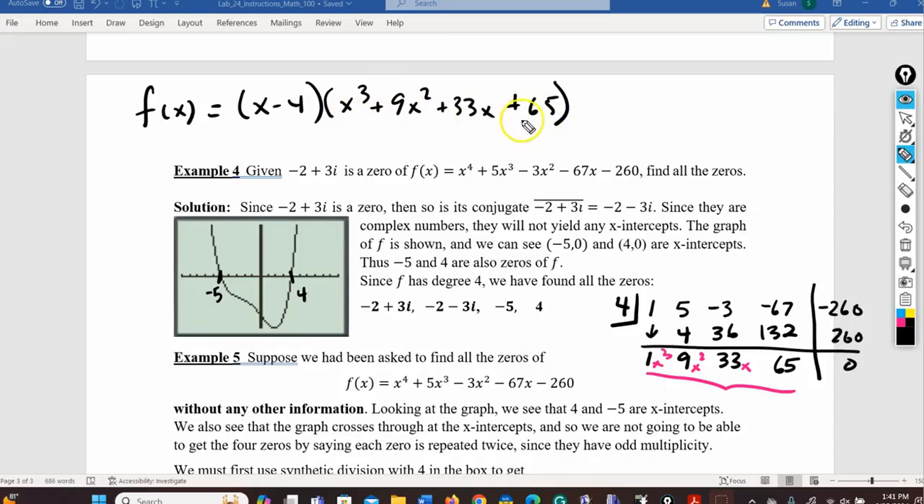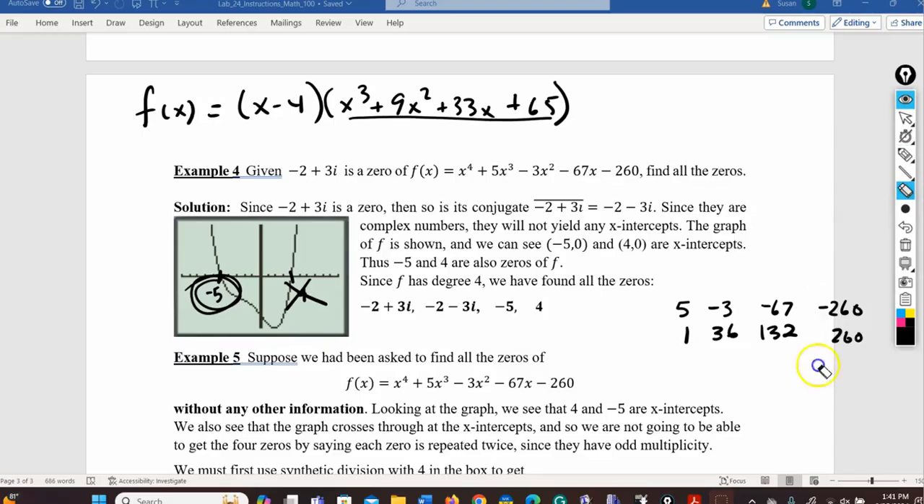Now I need to break this one down. And what am I going to put in the box? Well, I've used up the 4, so let's put a -5. Because if it's a 0 for the big one, and I haven't used it in synthetic division, it'll be a 0 for this one too. So I'm going to use -5 in synthetic division with this cubic.